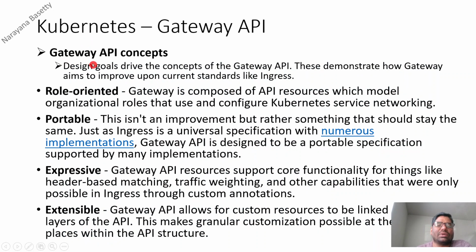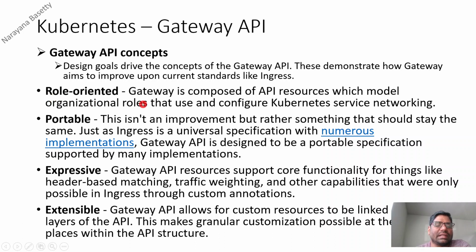Let us try to understand the goals of the Gateway API. Design goals drive the concept of the Gateway API. These demonstrate how Gateway aims to improve upon current standards like Ingress. Ingress is today's kind of gateway service that we are using. Now that is getting replaced, from the application developers and owners to the infrastructure level.